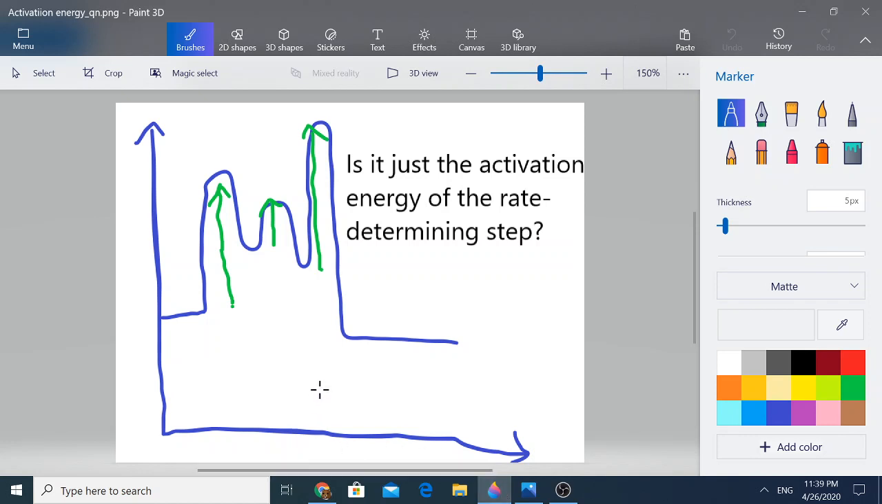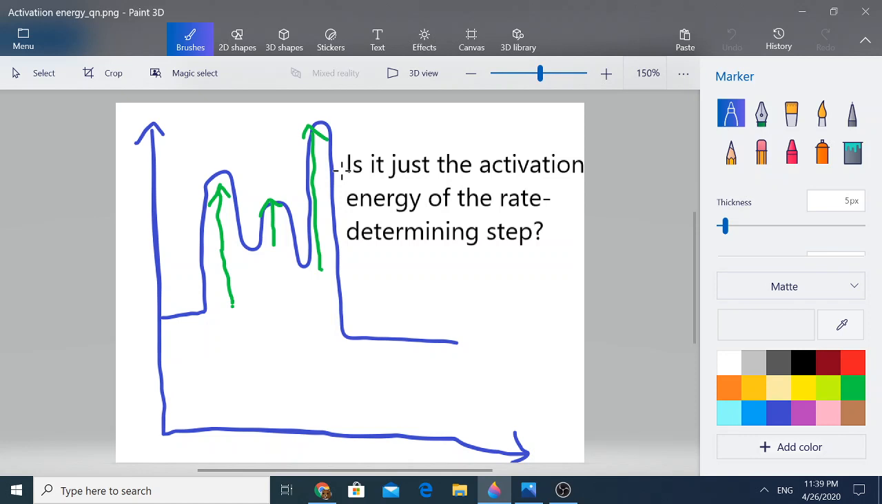So let's look at this energy profile diagram. I think the rate determining step is pretty obvious, right? It's the one with the largest activation energy. So it will be the first one from the right, this tall green arrow, the tallest green arrow actually. The rate determining step will just be this step.